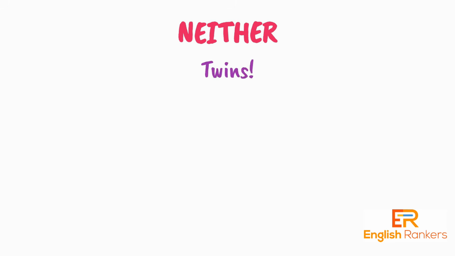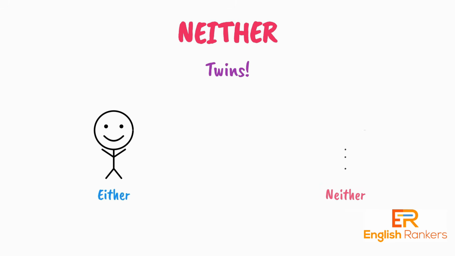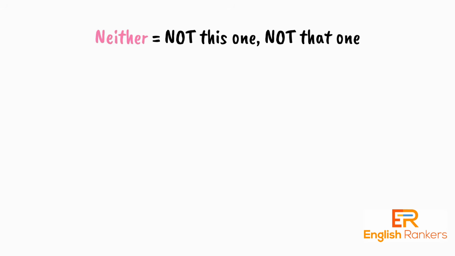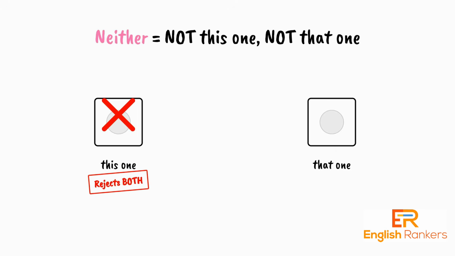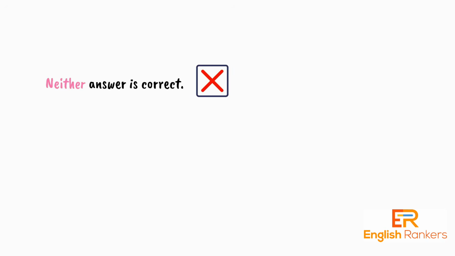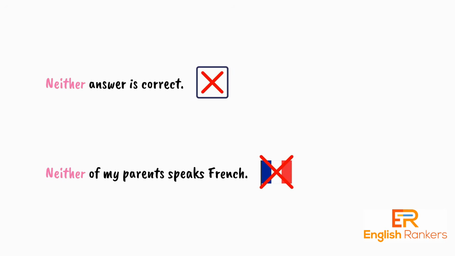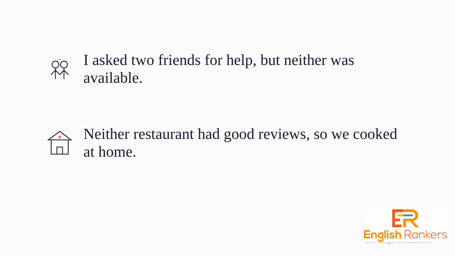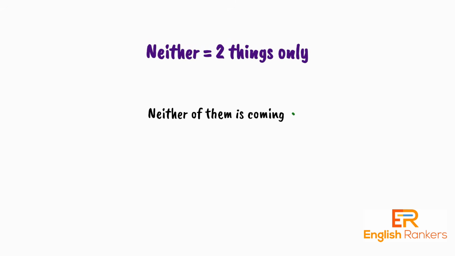Neither. Neither is the twin of either, but the negative twin. While either means one or the other, neither means not this one and not that one. It rejects both, not this and not that. Neither answer is correct. Try again. Neither of my parents speaks French. I asked two friends for help, but neither was available. Neither restaurant had good reviews, so we cooked at home. Same as either, neither is only for two things, and the verb stays singular. Neither of them is coming.